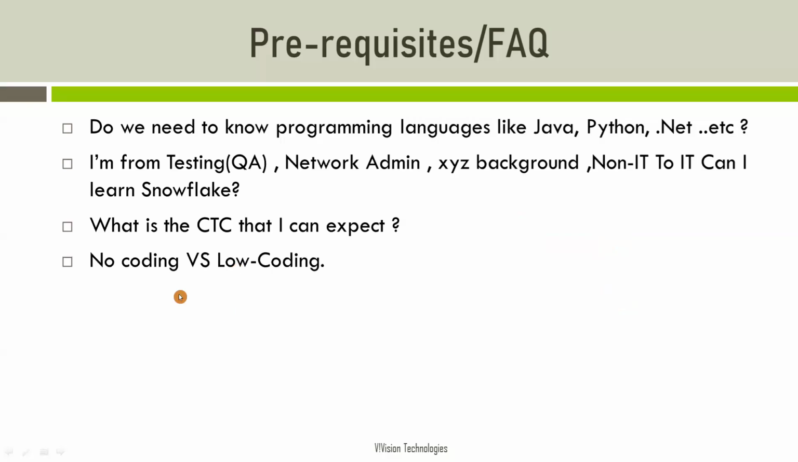And next, no coding versus low coding. Most students or people ask, is there any coding? Do I need to learn it? See, without coding there is no IT industry. There is no software. Here we have scripting, like SQL. So you need to learn SQL. If you don't know SQL also, I'll teach you. There are the first 5 to 6 classes. You just need to practice. That's it. But minimal coding is there. So what should we learn before starting this course?